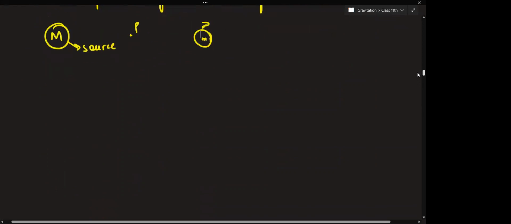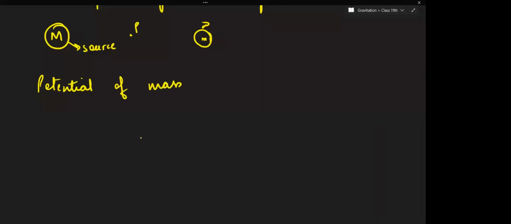If you are calculating potential of mass M at P, then see, potential will be whatever is the work done in carrying the mass from infinity to point P, divided by mass. Why? Because this is per unit mass.